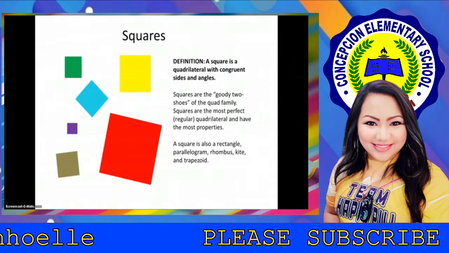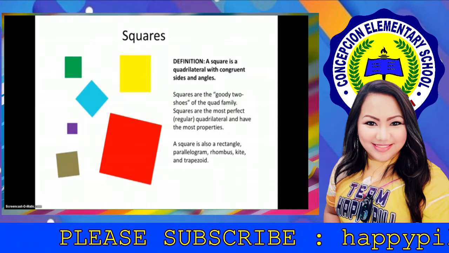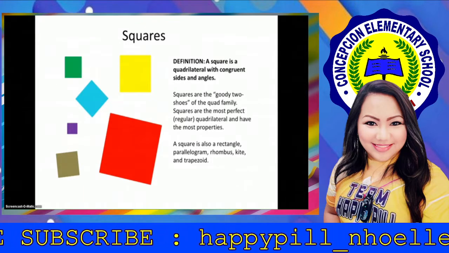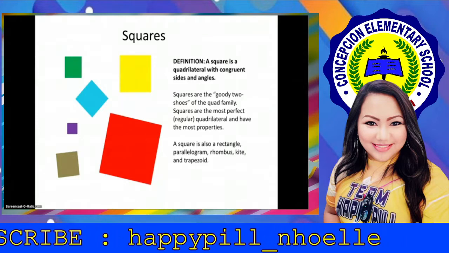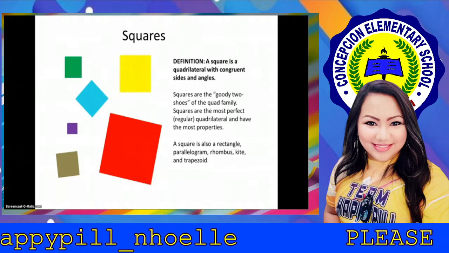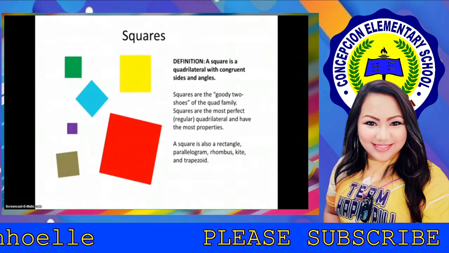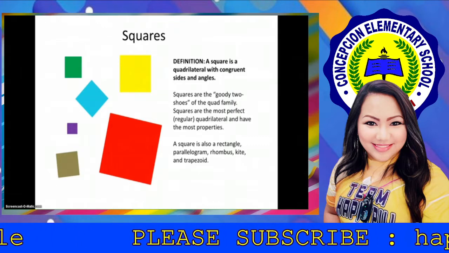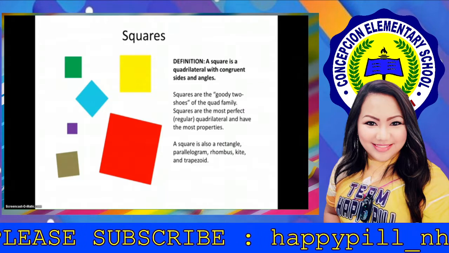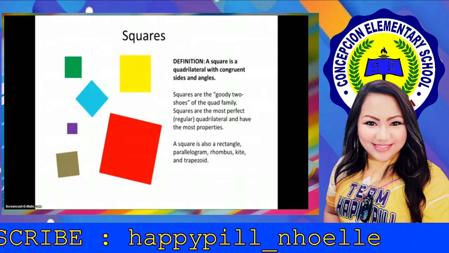A square is a quadrilateral with congruent sides and angles. So we know a square is a polygon with 4 sides, and those sides are all exactly the same measure. Those 4 angles are also all the same measure. Squares are the goody two-shoes of the quadrilateral family. They're the most perfect, they follow the most rules, they have the most properties, and this is the regular quadrilateral. A square is also a rectangle, a parallelogram, a rhombus, a kite, and a trapezoid. It is the very specific one of each of those.